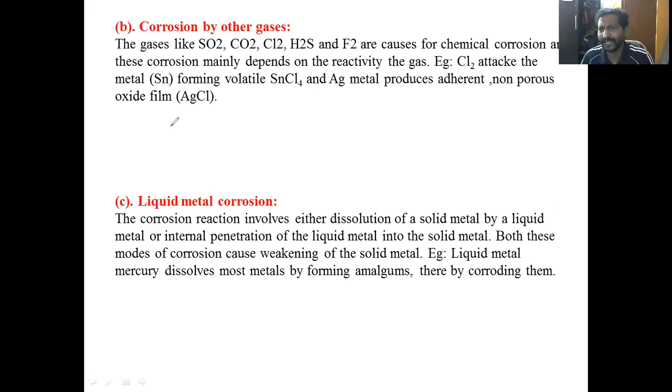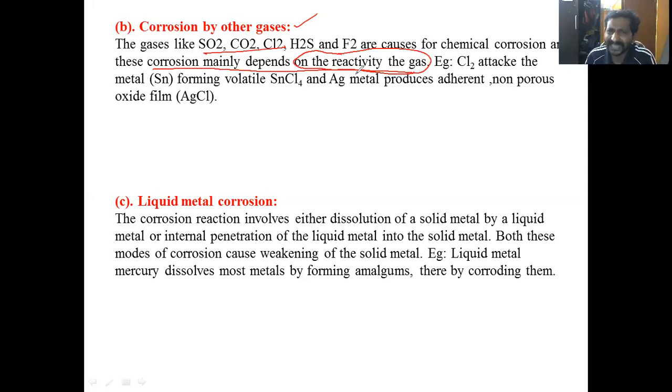These are all available in the environment. If gases other than oxygen react with the chemicals, what type of corrosion will take place? That comes under corrosion by other gases. These also cause chemical corrosion, but this type of corrosion mainly depends on the reactivity of the gas. So the reactivity of the gas is very important.